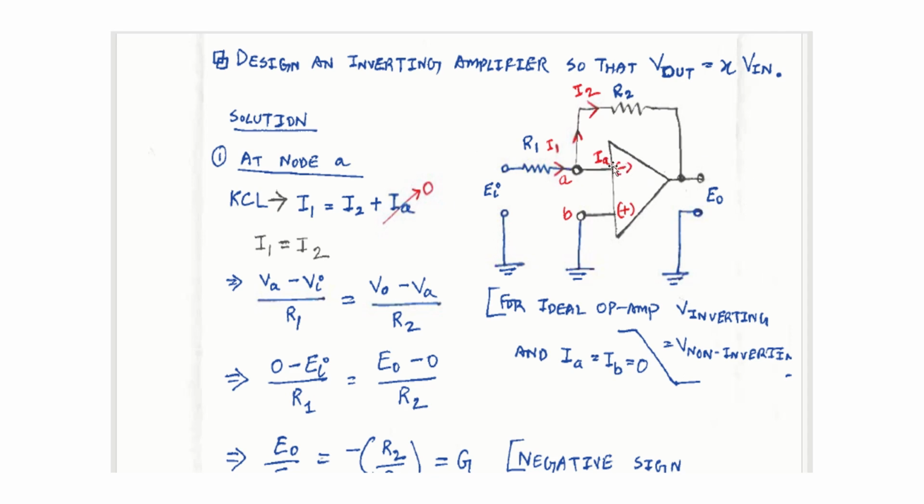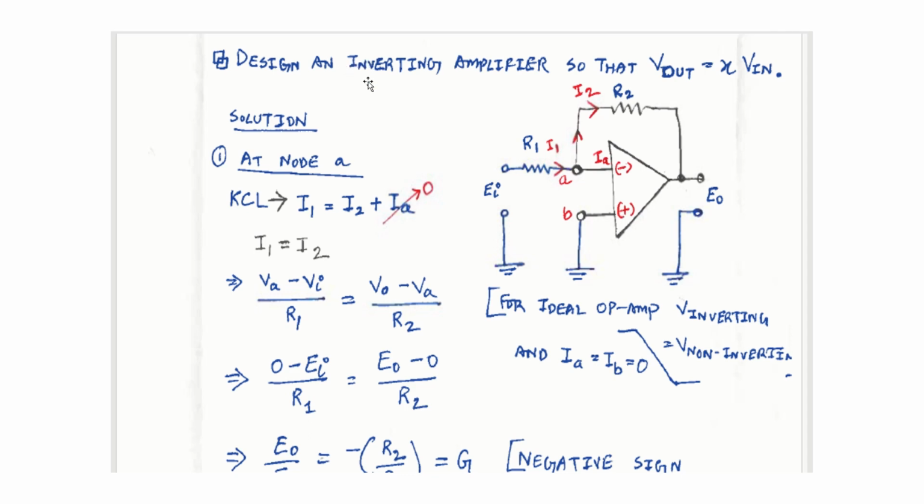We have a simple amplifier. It has 3 pins. This pin is the output. The output voltage we put EO. There's a negative and positive in. The negative is in for the inverting and positive is for the non-inverting.